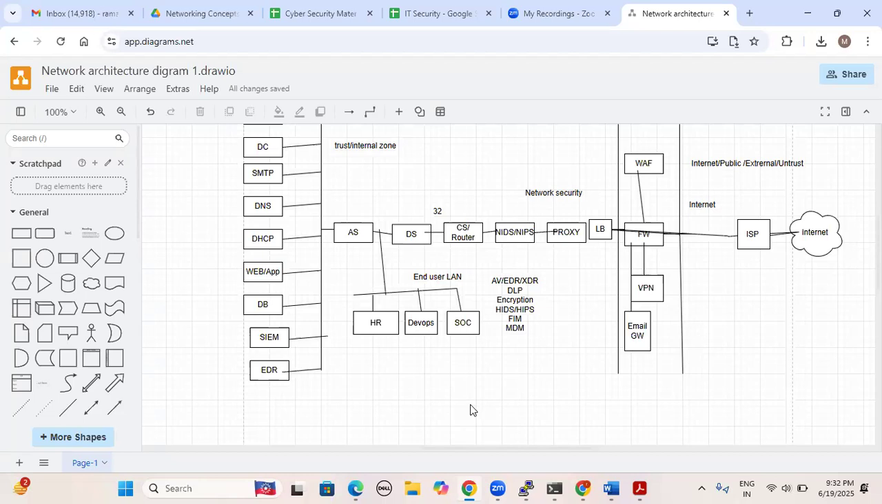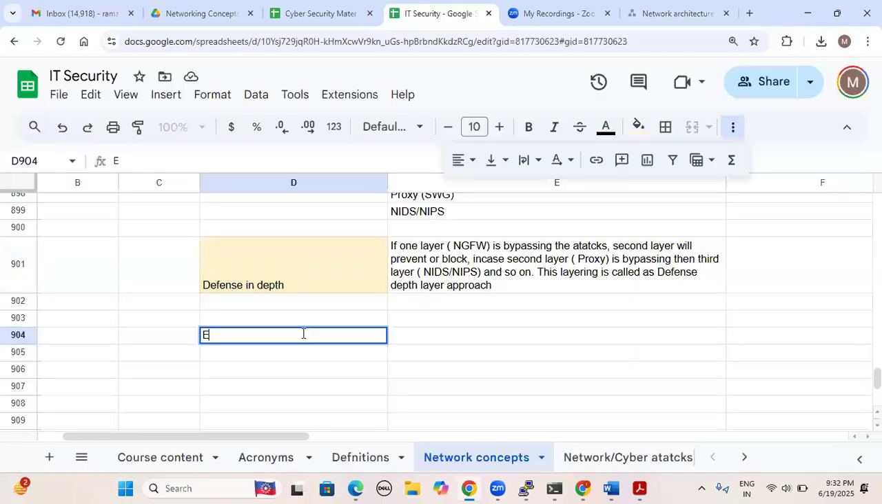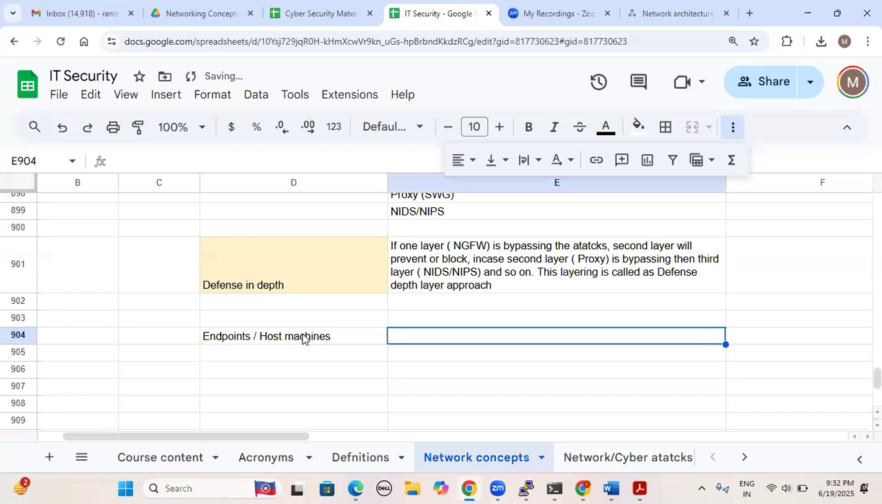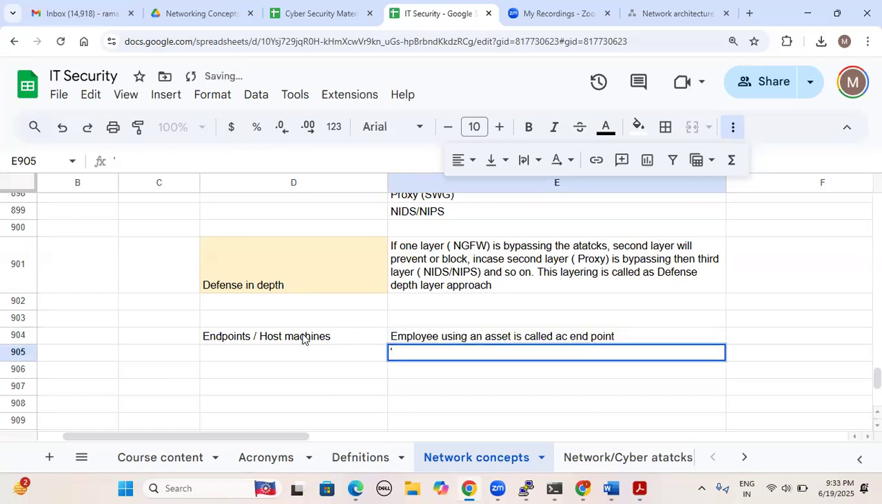They will use either a laptop, MacBook, workstation, or desktop. Okay. Endpoints are host machines. An endpoint we can also call a host. I told you even in a couple of other classes, what are the different endpoints every organization or employee can use? An asset used by an employee is called an endpoint. What are the different types of endpoints we have?